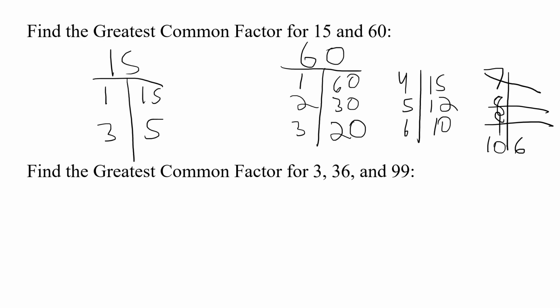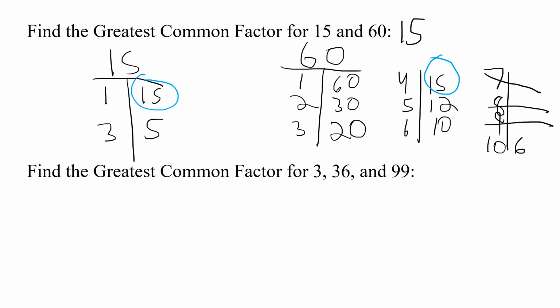Now what we need to do is look at the greatest one that they have in common. A common factor is just a factor that two numbers have in common. For example, 3 and 3 are common factors, 1 and 1 are common factors, 15 and 15 are common factors, and 5 and 5 are common factors. The greatest common factor here will be 15, because 15 is the biggest number that we can find in both lists. So the greatest common factor is 15.